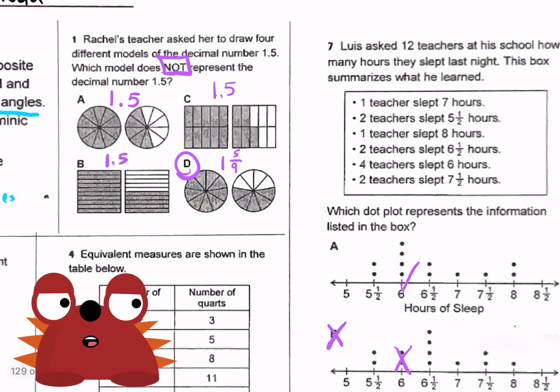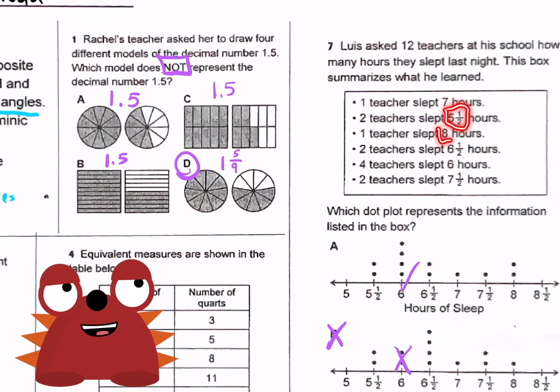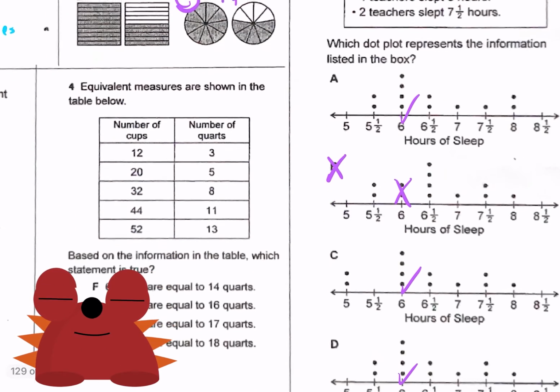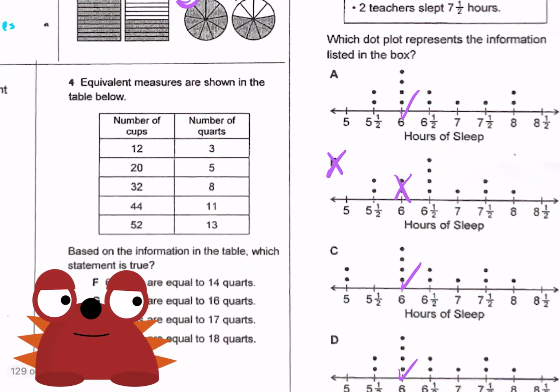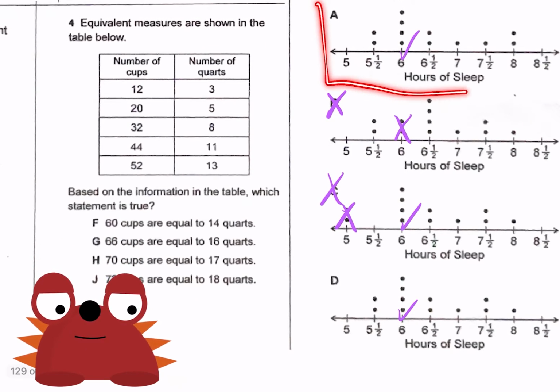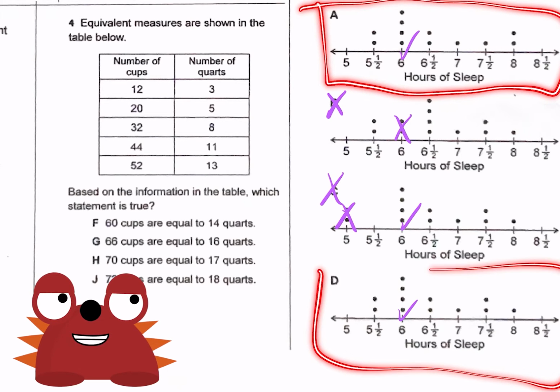Let's say 5 hours. That's not 5 hours. That's not 5. That's not 5. Over here, there is no 5. So there should be no teachers for 5. So that means that this right here is wrong. So C is not the answer. So that means that now we're going to have to compare A and D.